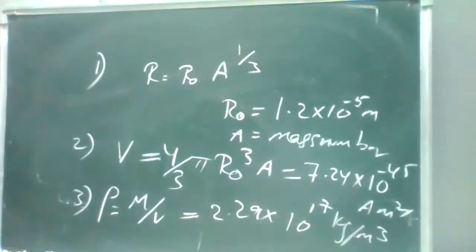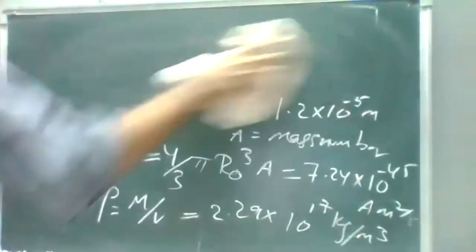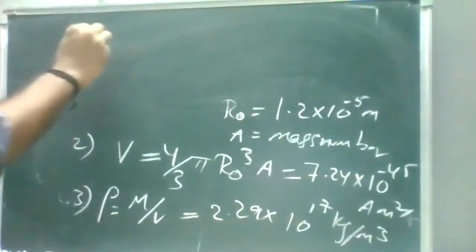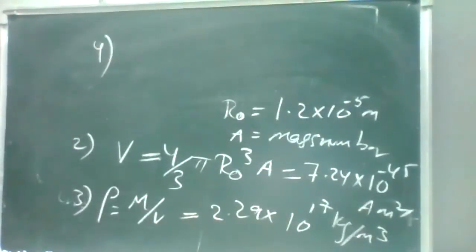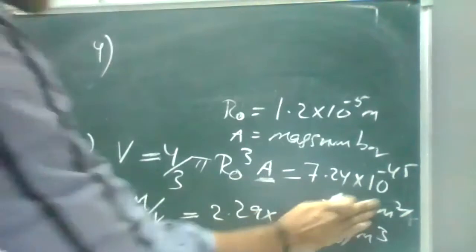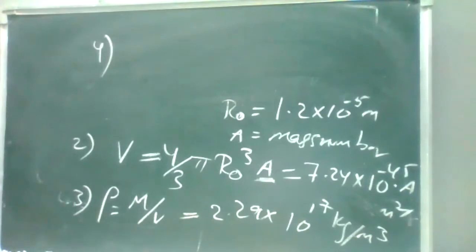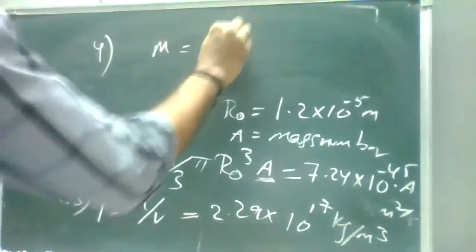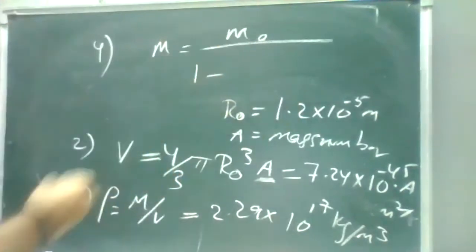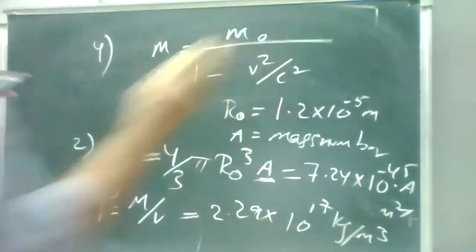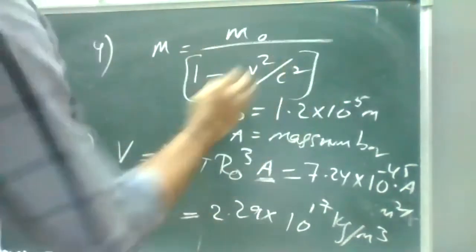Next, fourth one. Second relation, unit meter cube. A is the mass number, a constant, into a unit of meter cube. Next one, Einstein's relation for relativistic mass. M is equal to m naught by 1 minus v square by c square whole power 1 by 2.